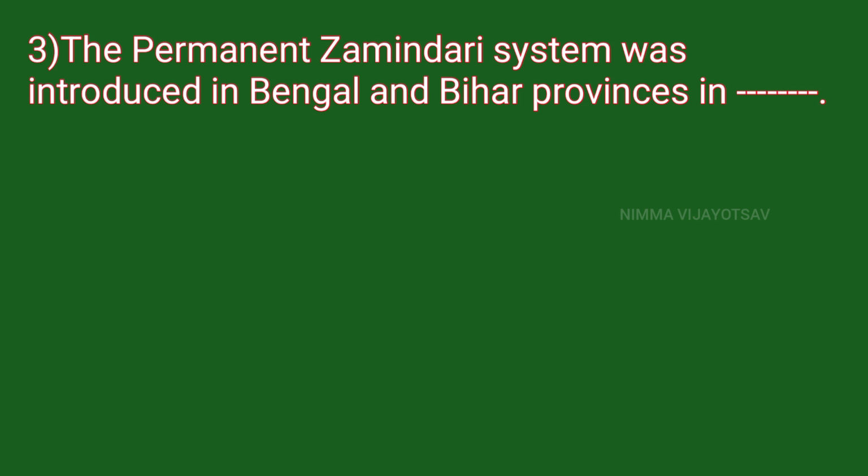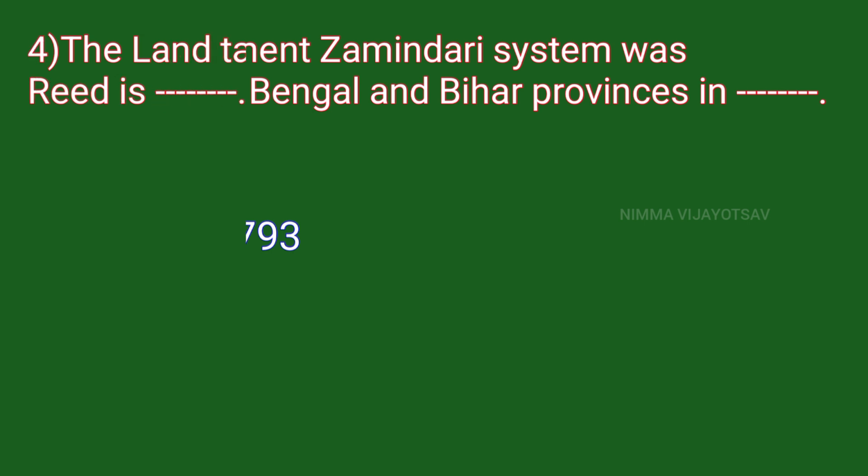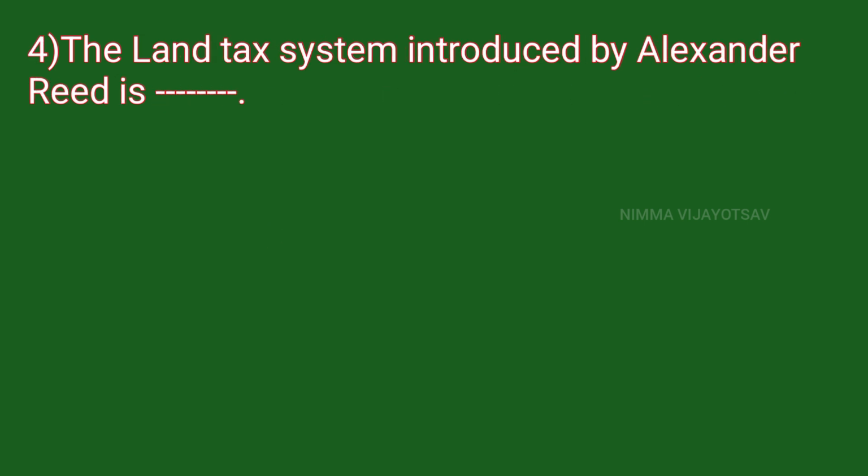The permanent Jamindari system was introduced in Bengal and Bihar, prevalent in dash. 1793. The land tax system introduced by Alexander Reed is dash. Raitavari system.